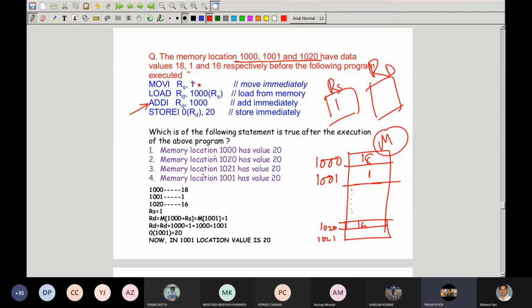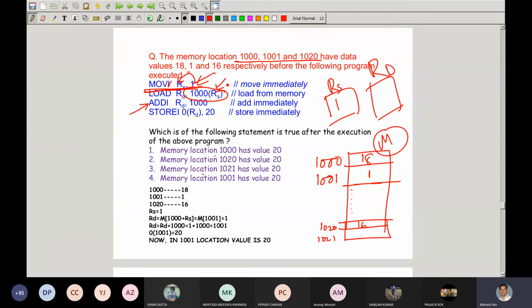Then RD becomes 1001's value, which is also 1. See, it is an immediate instruction, that's why I have mentioned it. It will be loaded. Now the load instruction. RD becomes the value of location 1001, which is also 1. No, no. RD becomes the effective address of this value. You have to calculate the effective address because it is index register mode, or base register mode.